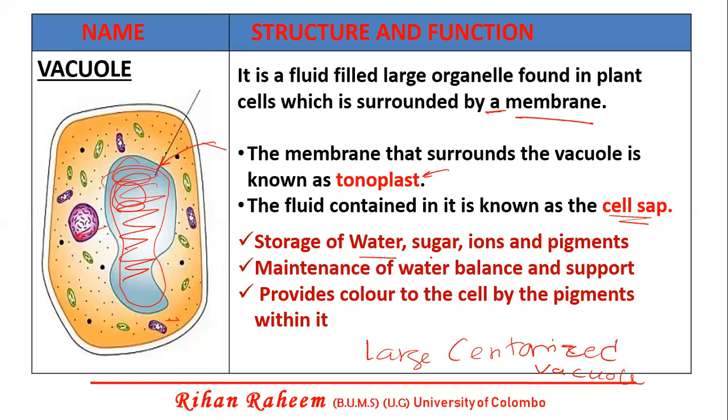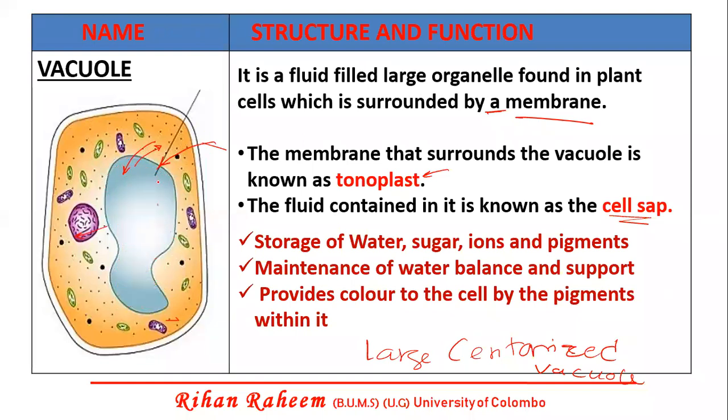What is the function of the vacuole? Storage of water, storage of sugar, storage of ions, and storage of pigment. Maintenance of the water balance, because it is storing the water. When the cells do not have water, it will give the water. When the cells have excess water, it will take the water in. And it provides color to the cell by pigments. Normally chloroplast will give green color, but red leaves are there, brown leaves, yellow leaves, maroon leaves are there. Maybe that is because of the pigments present inside the vacuole. So due to the presence of vacuole, different colors will be shown in the parts of the plant.